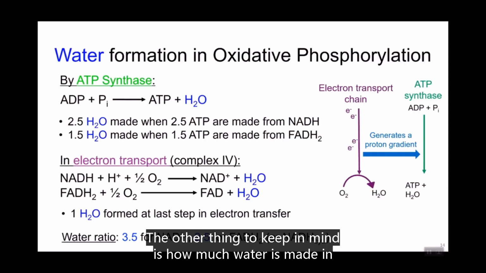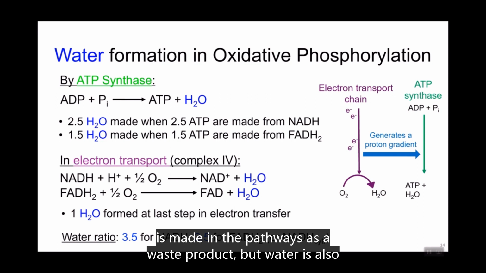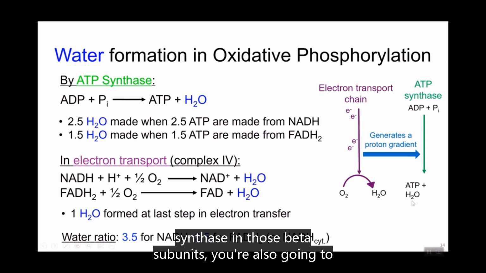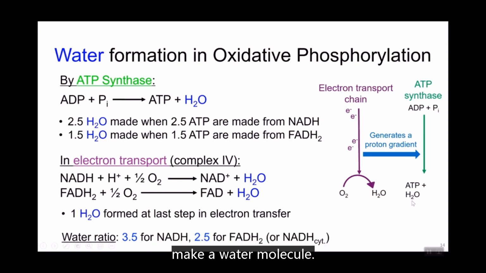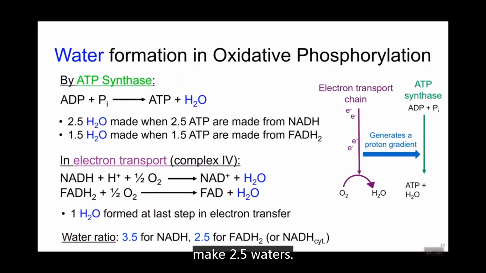The other thing to keep in mind is how much water is made in oxidative phosphorylation. We've already seen how carbon dioxide is made in the pathways as a waste product, but water is also an important waste product that's made. Whenever you make an ATP by ATP synthase in those beta subunits, you're also going to make a water molecule. So if each NADH makes 2.5 ATPs, it's also going to make 2.5 waters.